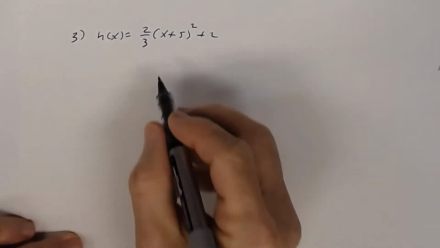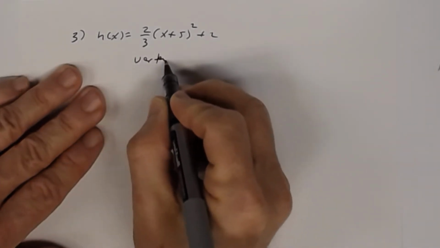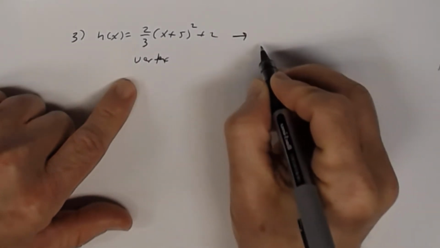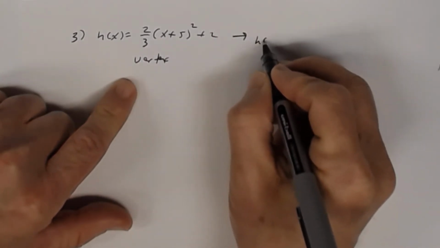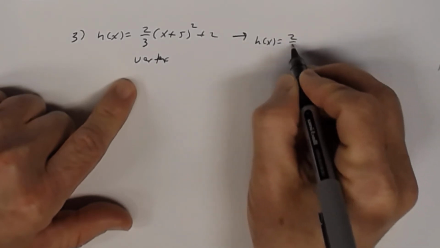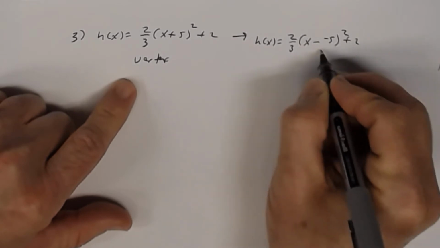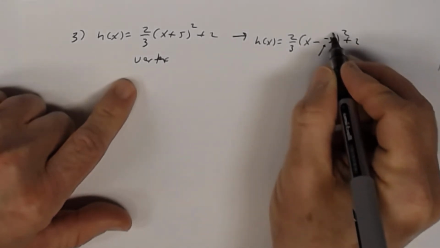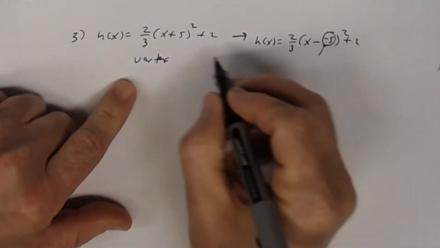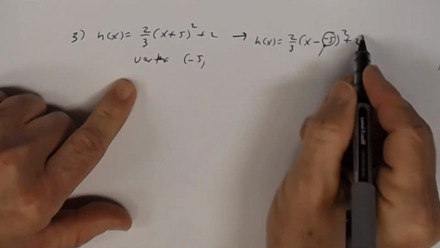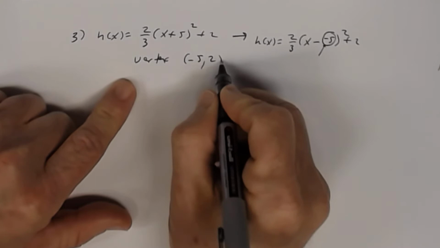All right, so your vertex, remember, if you need to rewrite this, you rewrite this as h of x equal 2/3 times x minus a negative 5 squared plus 2. So that way you can easily determine that h is negative 5 and not positive 5. So your vertex is negative 5, positive 2.